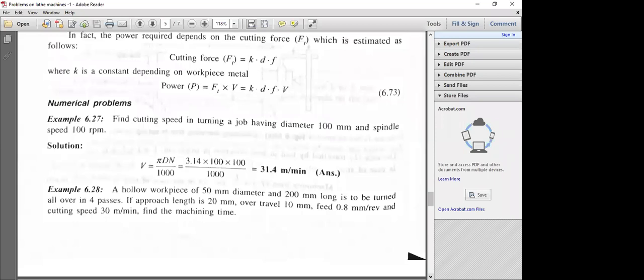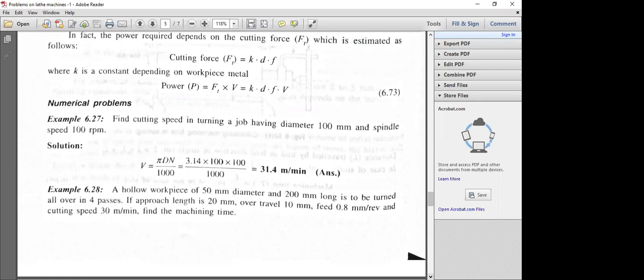So next problem. A hollow workpiece of 50 mm diameter and 200 mm long is to be turned all over in 4 passes. He has given here 4 passes, not a single pass, until the final dimension is achieved. He has given the approach length, L1, which is 20 mm. What is the over travel? Over travel is 10 mm.